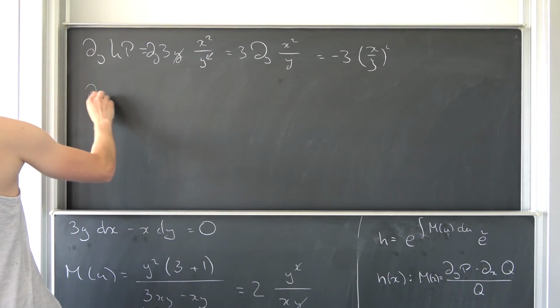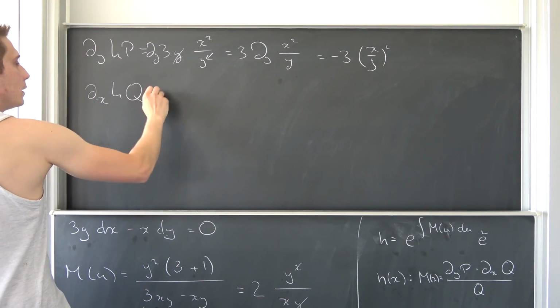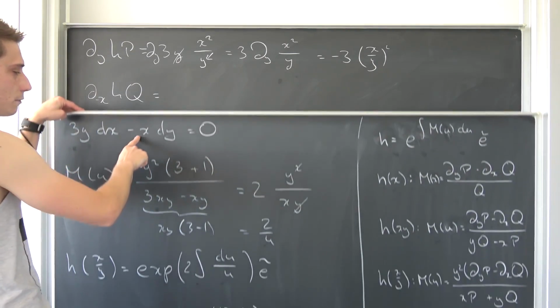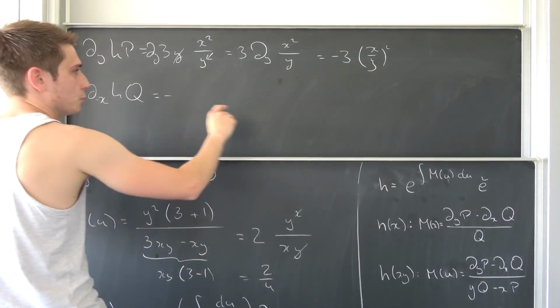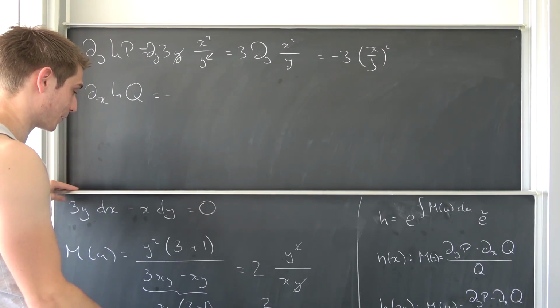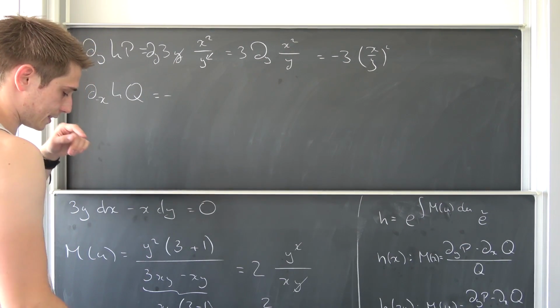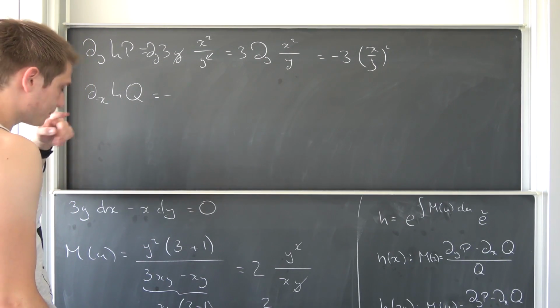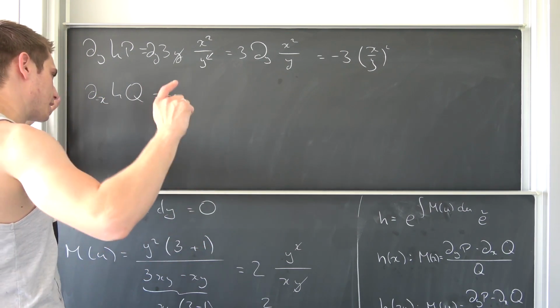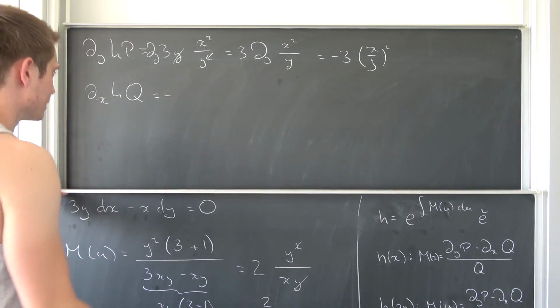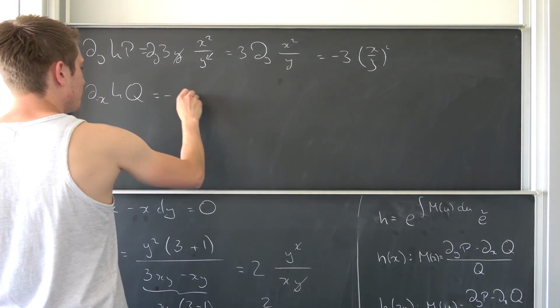Now, what is del x of h times q? This is going to result in, don't forget, a negative sign right here. This is important because we also had a negative right here. With a positive sign it wouldn't work out this nicely. Probably. I don't know. Who cares? No one cares. Seriously. So we are going to get negative x.